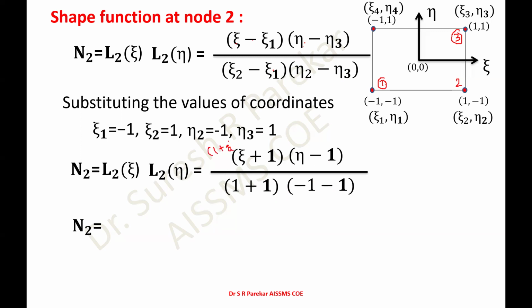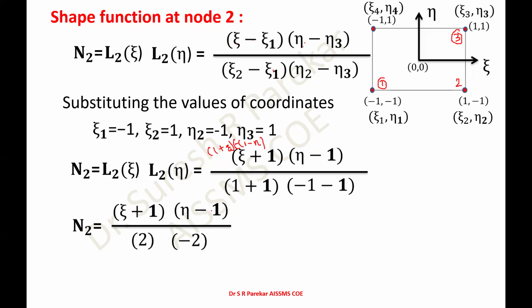We need not take anything common here, and in this we have to take minus common. So into bracket minus 1 minus eta. And below we have 1 and minus 1, that is minus 2. So this becomes 1 minus eta, taking minus common. So it becomes 1 plus zeta and 1 minus eta, because if I take minus common from this, it becomes 1 minus eta, and this minus minus gives plus. We get N2 in this fashion.